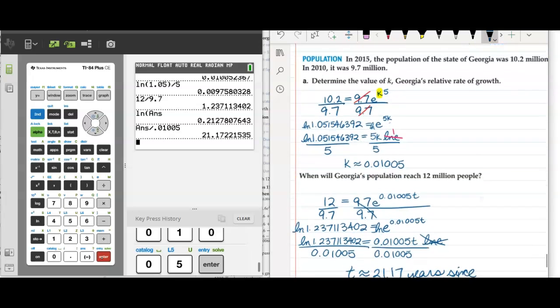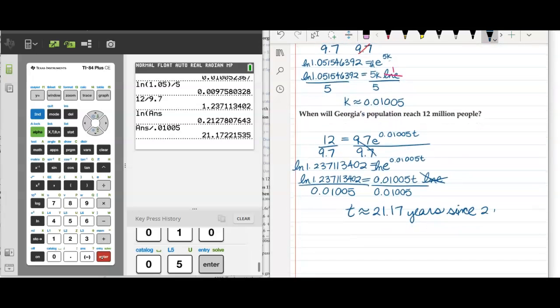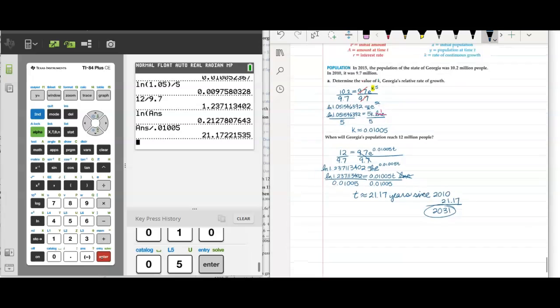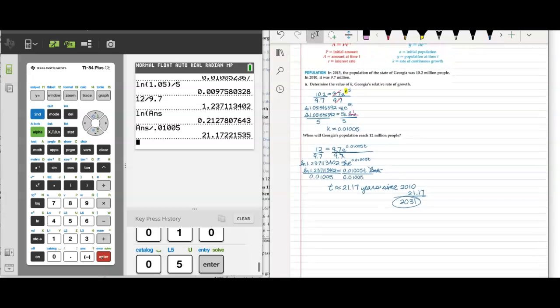But that's years since, what year did we start? This was in 2010. So if I add 21.17 years, that's going to be approximately the year 2031. That's when Georgia's population would finally reach 12 million people.